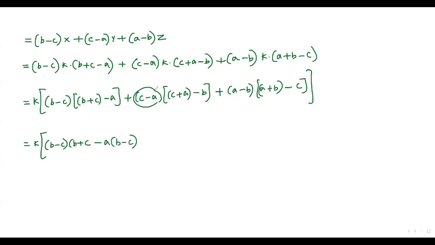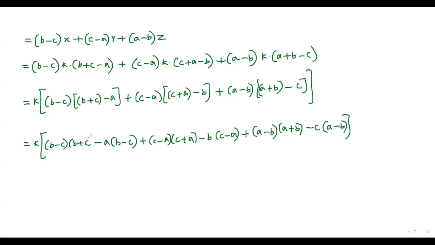That is, we have to consider the c negative a as a single term. It has to be distributed to the c positive a and negative b. Then I'm getting positive c negative a times c positive a, negative b times c negative a. I just multiply this c negative a and negative b. I'm getting the product negative b times c negative a. Now I have to distribute this a negative b to this one and this one. Then I'm getting positive a negative b times a positive b, negative c times a negative b.